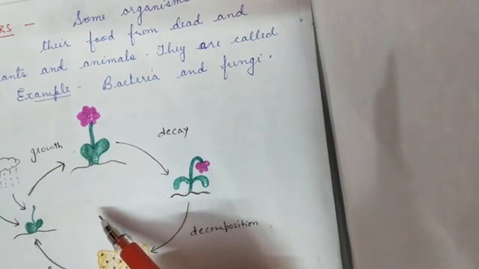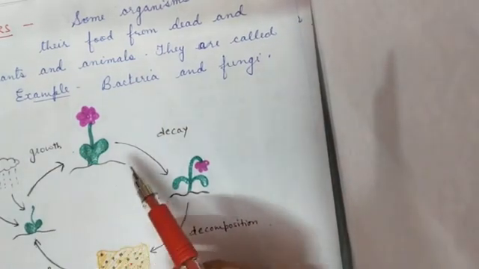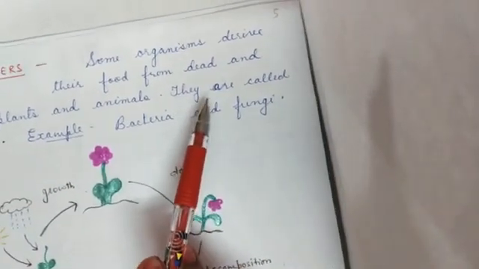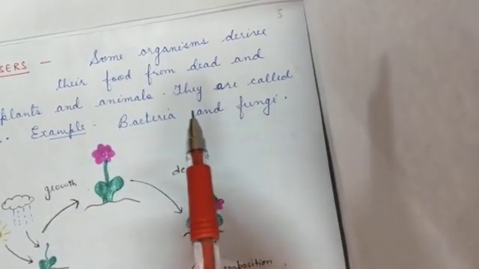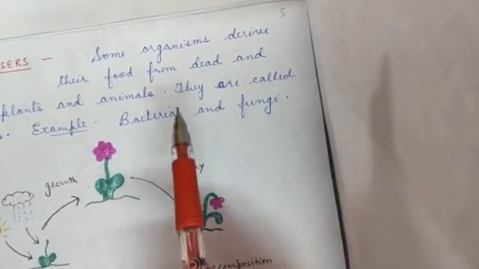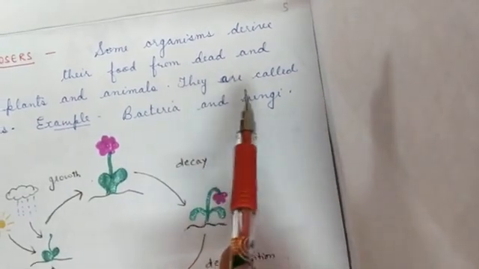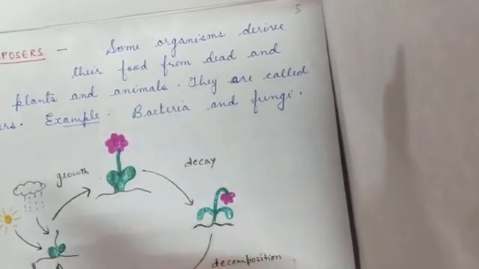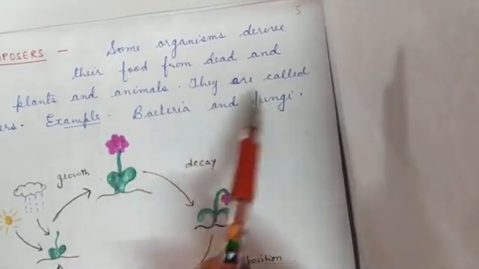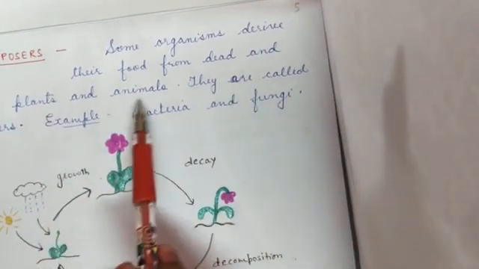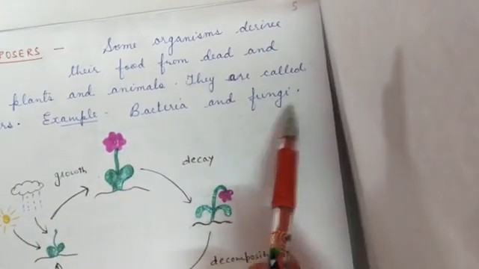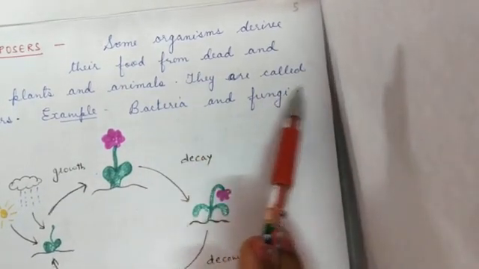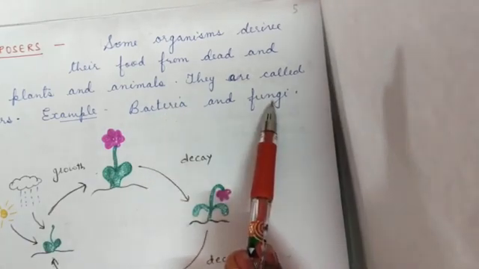But when the animals and the plants die, they secrete juices on them and change them into simple form, break them down into minerals, and then they feed on them. Examples are the bacteria and fungi. So these are the decomposers, and these are actually the microorganisms. We can't see them with our naked eyes. We need a microscope to see them, and that is why they are known as microorganisms.